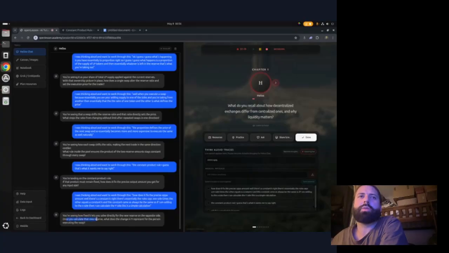Once you calculate the new reserve, what does the changing Y represent for the person executing the swap? It's what they're getting.